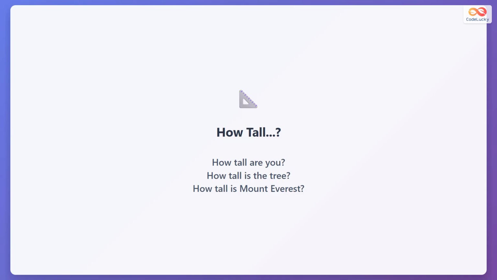How tall questions measure vertical height of people, trees, buildings, or mountains. How tall are you asks someone's height from feet to head. How tall is the tree asks about a plant's height. How tall is Mount Everest asks about the world's highest mountain. Use feet and inches or meters and centimeters for answers.